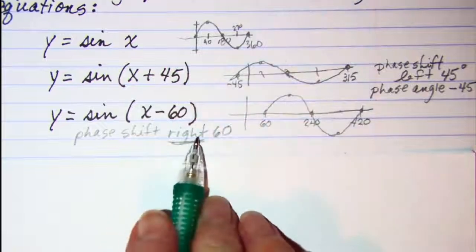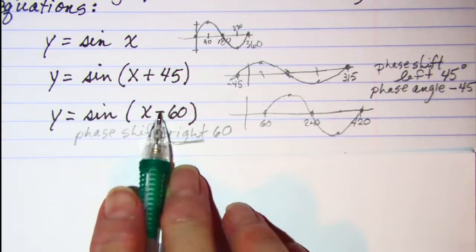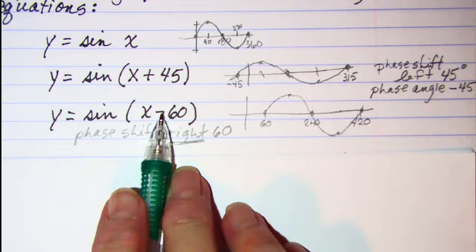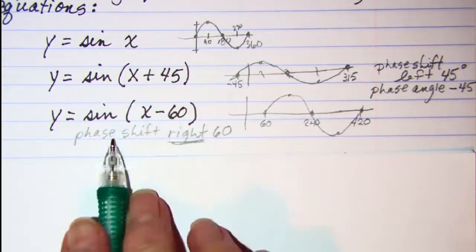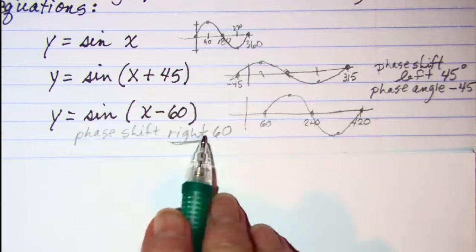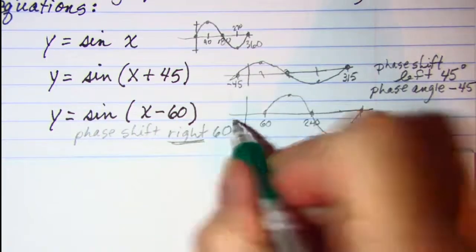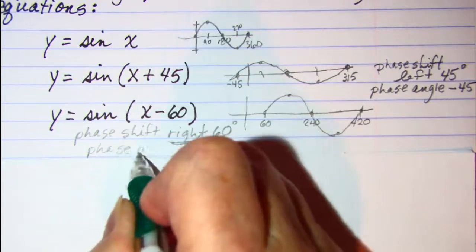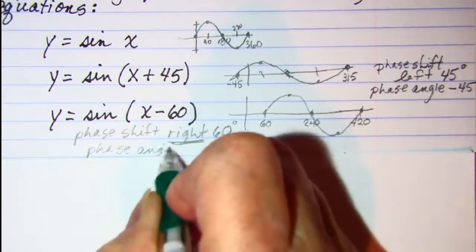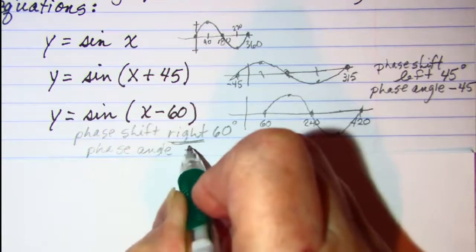It's important to remember that it's just opposite of what you think when you see a negative here. So x minus 60 has a phase shift to the right 60 degrees, or we could say we have a phase angle of positive 60.